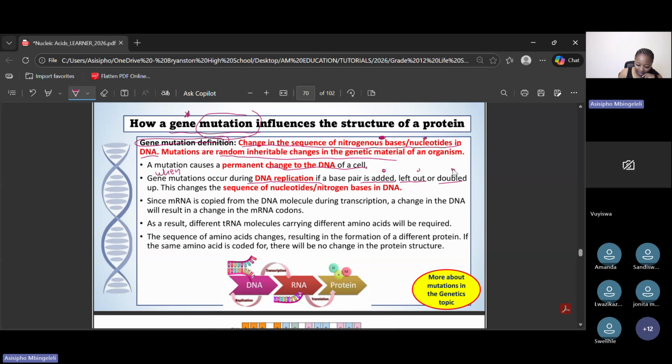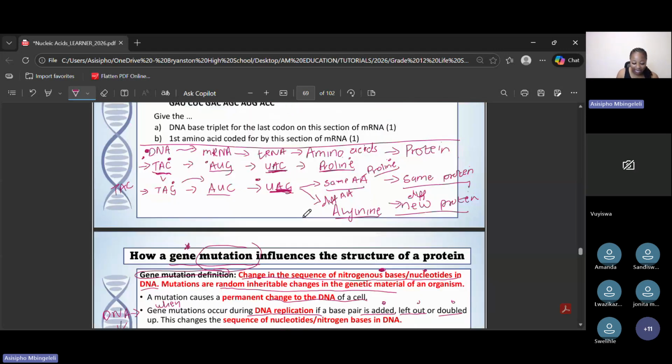Now I want you to look at what is happening here. So I'm going to write this down. Where did the change happen? It happens in DNA during DNA replication. Now, how will this change affect the whole process of forming a protein? It will first affect the messenger RNA. It's the same thing that I've written here: DNA, messenger RNA, transfer RNA, amino acid, protein.